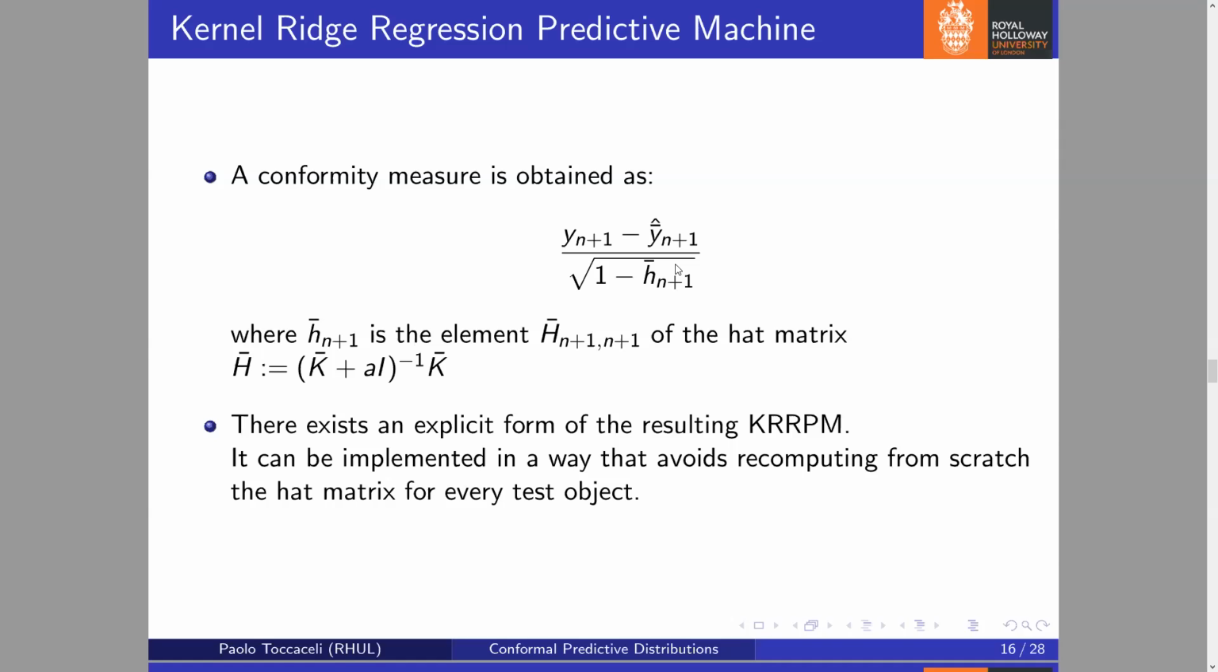The interesting thing is that there is an explicit form for computing the distribution, so the steps in the distributions that I showed before. And secondly, this explicit form lends itself to be implemented in a way that avoids recomputing from scratch everything, and the hat matrix in particular, for every test object. And the hat matrix is a bit compute intensive because it entails, as you can see here, a matrix inversion.